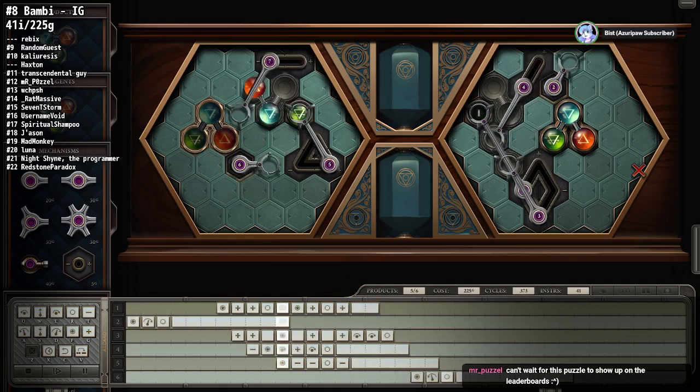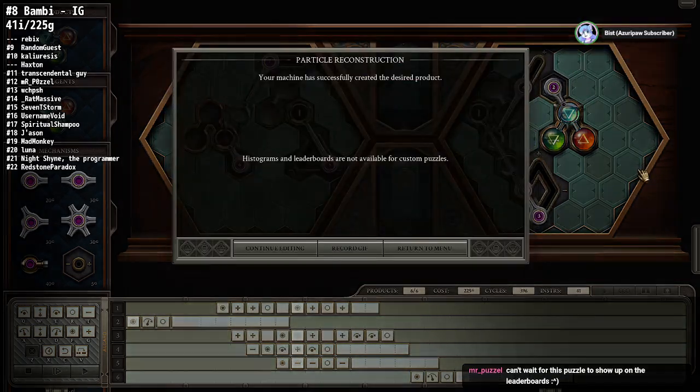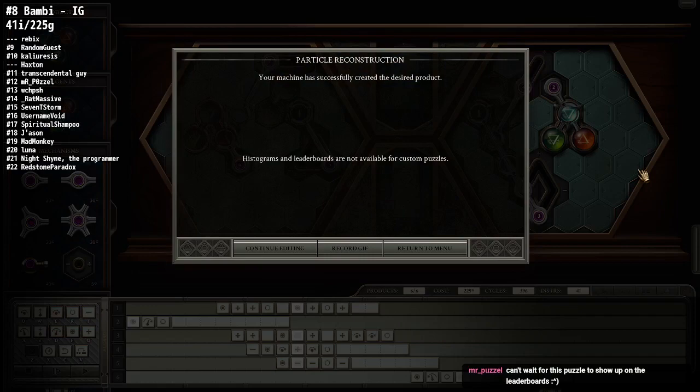Mr. Puzzle says, can't wait for this puzzle to show up on the leaderboard. Smile. If only.